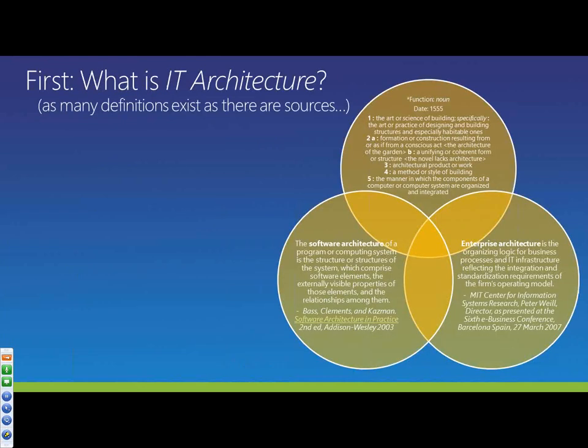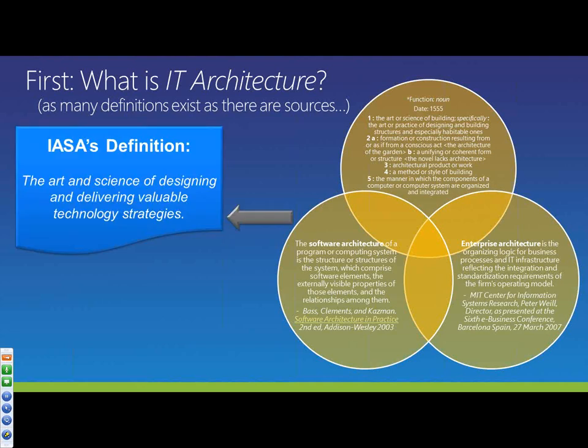Question number 1, what is architecture? And to the right here, you've got several definitions of architecture, and they're all pretty good. They date as far back as 1555 all the way up to 2007. If you were to take the essence of what these are saying and put it on a bumper sticker, so that you can just have something you carry around, the Iasa definition would define architecture as the art and science of designing and delivering valuable technology strategies.